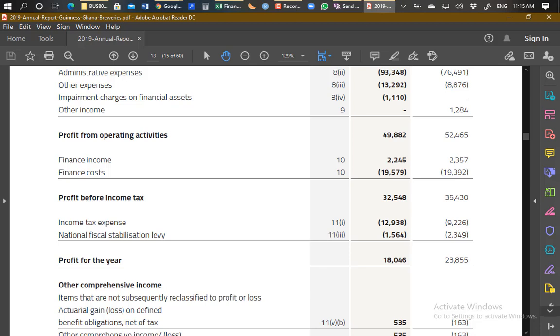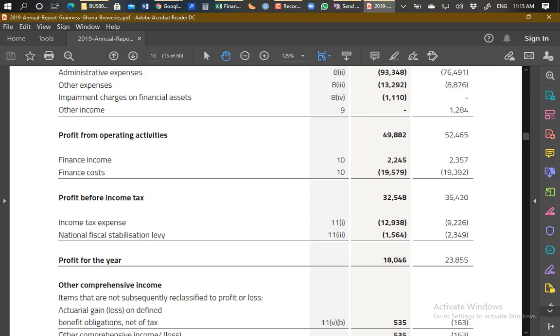National Fiscal Stabilization Levy. Normally you wouldn't see this. I think this was a special levy on the kind of business that Guinness does. So normally you will see income tax expense. Then after subtracting income tax expense from profit before tax, you get profit for the year, or net profit.